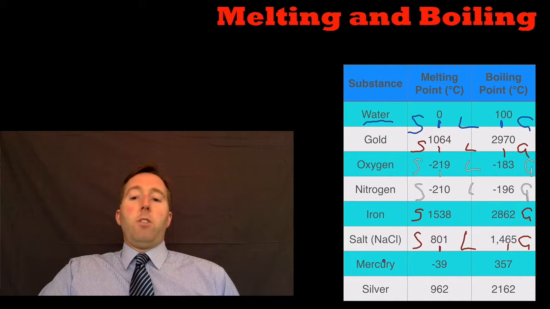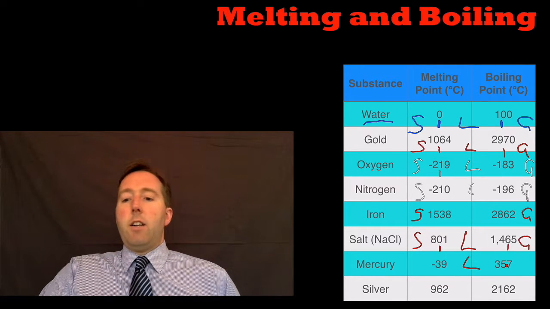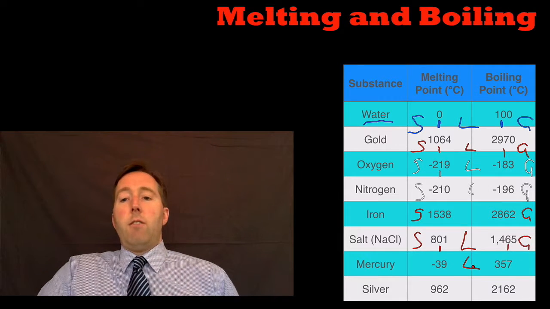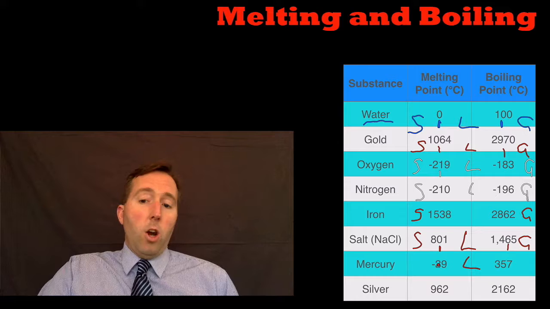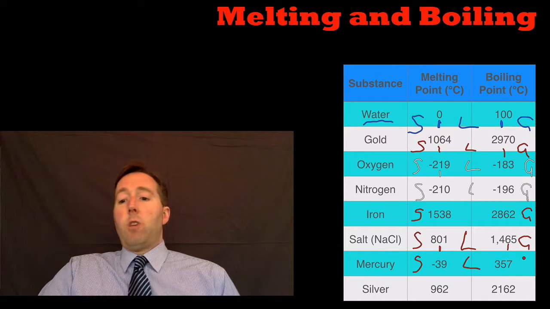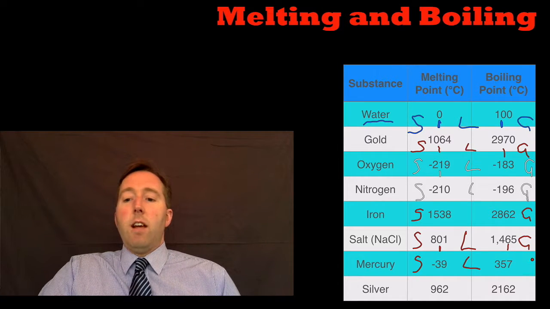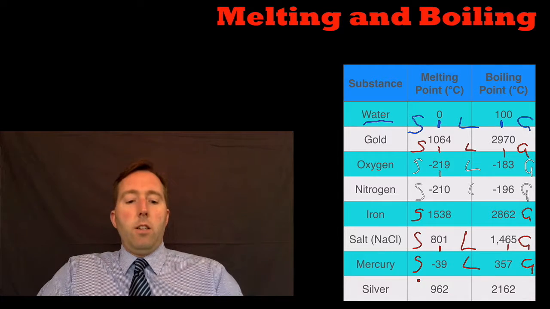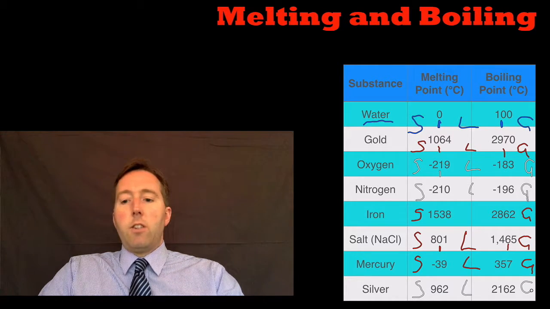Mercury is an interesting one because at room temperature, it's a liquid. In between -39 and 357, it's a liquid. So 25 degrees, 20 degrees right now, it's a liquid. If you make it colder than -39, that's when it will turn into a solid. And mercury can be turned into a gas at the relatively low temperature of 357 degrees Celsius. And silver is the last one. Normally it's a solid. We're used to seeing silver being a solid. Make it really hot, it'll turn into a liquid. Make it really, really, really hot, it'll turn into a gas.